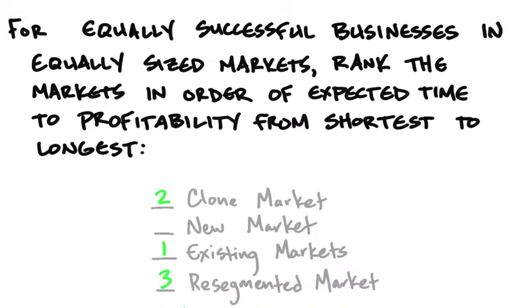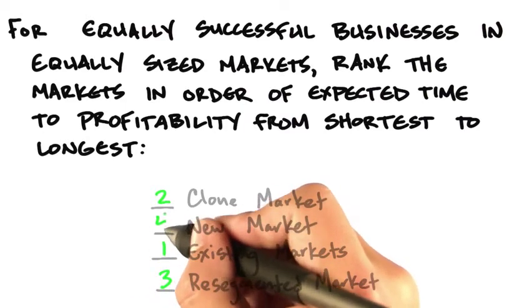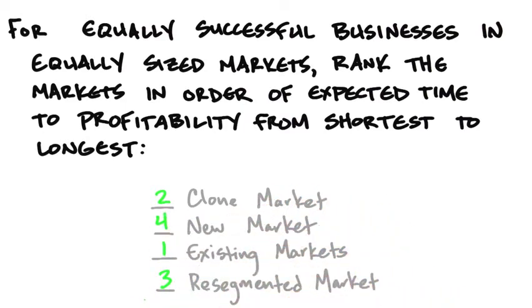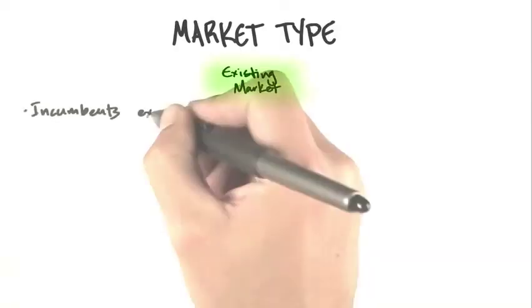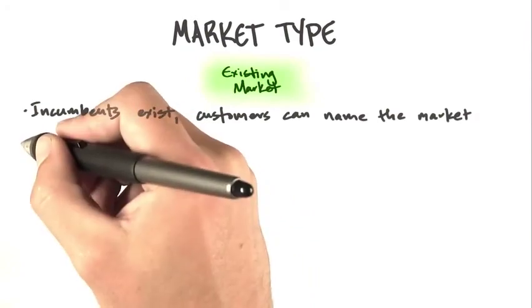Resegmented market, well, that's probably somewhere in between existing and clone and new because you not only have to understand the market, you have to understand the customer's specific niche or low-cost needs. But the longest time to profitability is a new market. You have a vision, you understand what the future might look like, but the market just hasn't adopted yet, and that might take years.